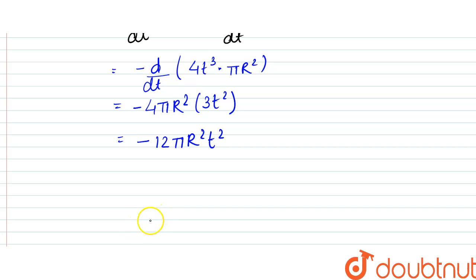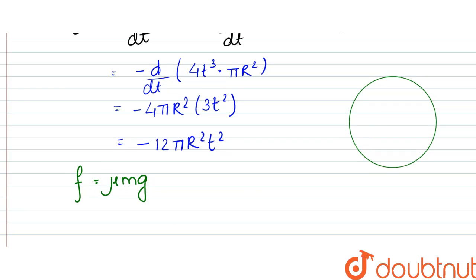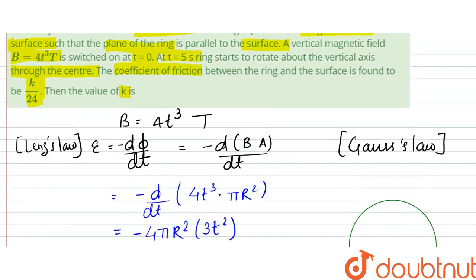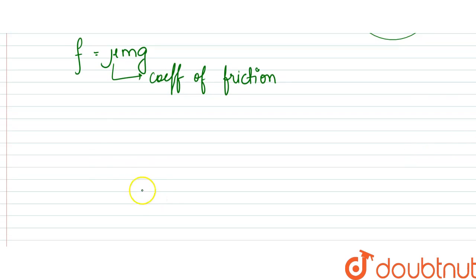So what we can write is the force required to move the ring, right? There would be a ring in this magnetic field, right? So now the minimum force, that is the frictional force, would be equal to mu mg, correct? Since this is the frictional force and this is the coefficient of friction, right? Here it is given as coefficient of friction. Now we can write that at what time? So at t equals 5 seconds.